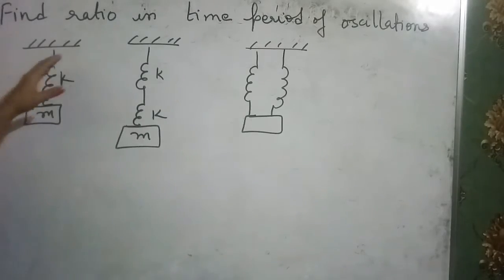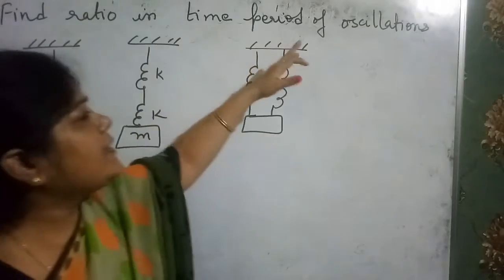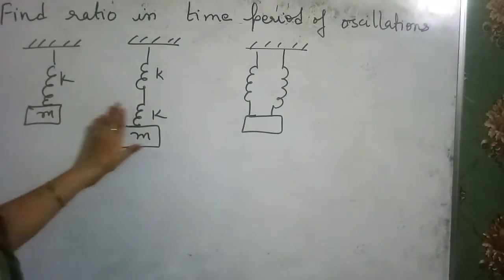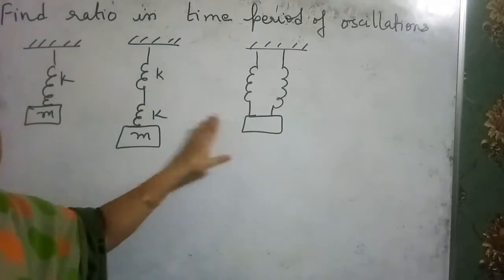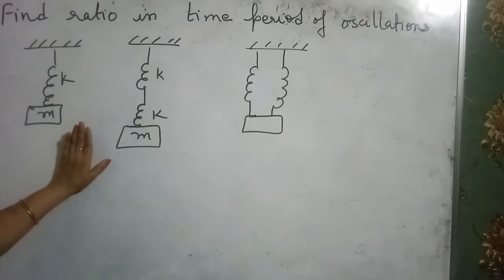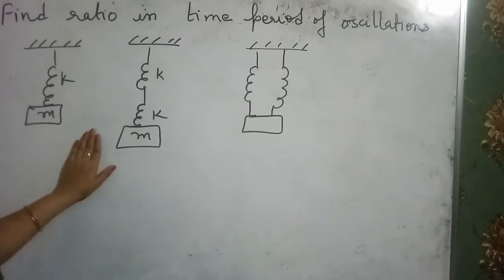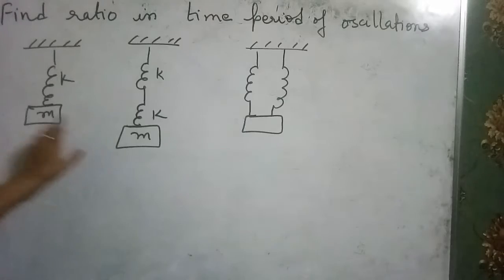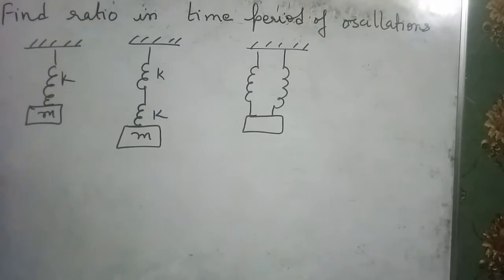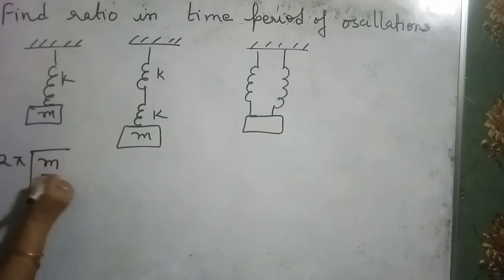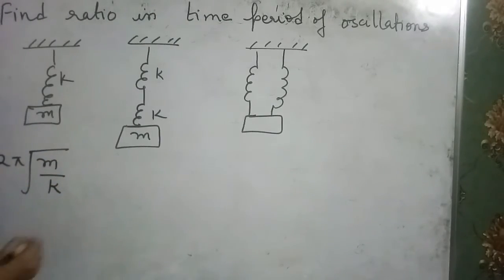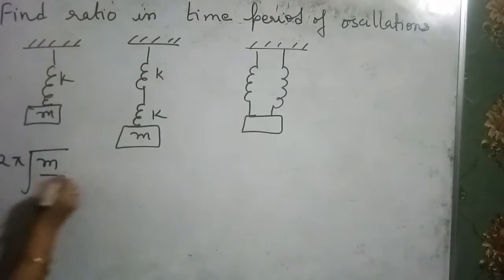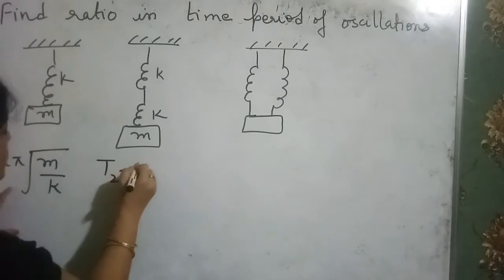Now the next question. Find the ratio of the time period of the oscillation. The three cases are given all together and we have to find the ratio of time periods in all the three cases. Now for this case, we have time period 2 pi under root m by k. Clear? Now here, this is time period 1. This is time period 2.